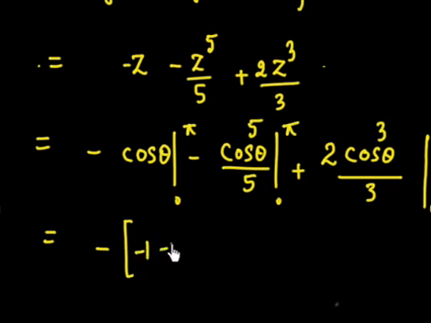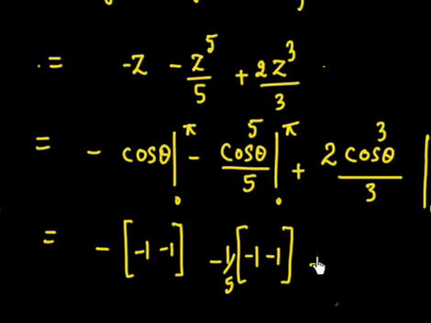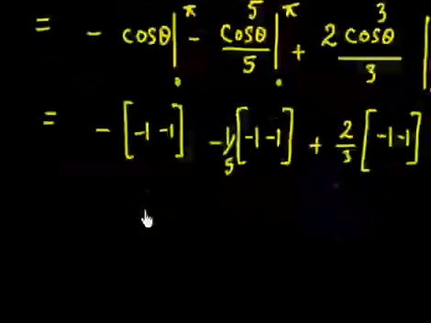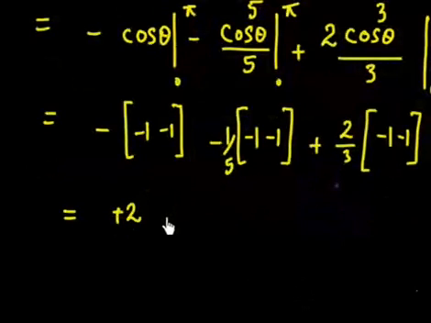Cos pi is minus 1, cos 0 is 1, so minus pi is basically minus 1, so you will have minus 1. Let us take 1 by 5 outside, so you will have minus 1, and this is plus, let us take 2 by 3 outside, so what will you have? You will have cos pi again minus 1, and cos 0 is 1, so this is the value you will have. So if you do all these values, you will have minus plus 2, and here you will have minus plus, again plus 2 by 5.